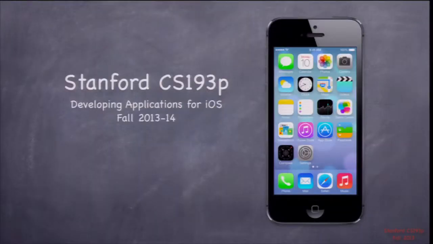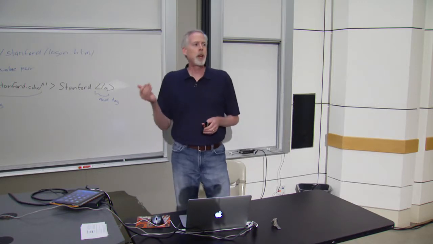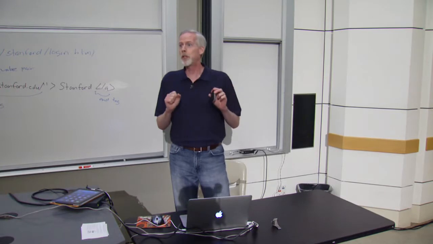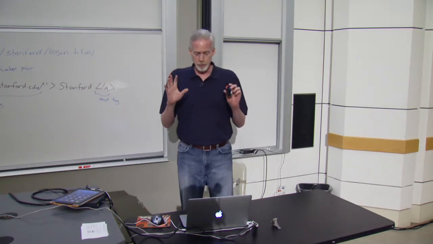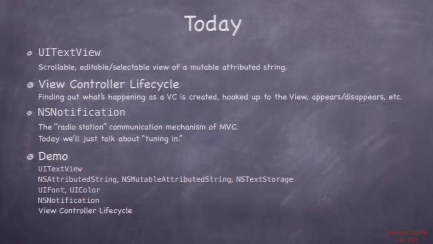Okay, well, welcome to CS193P, fall of 2013-2014. Today, we're going to continue our discussion of attributed string from last time and talk about UITextView, which is basically a mutable attributed string viewer. It's kind of like a UILabel, but much more powerful, and we'll talk about that.